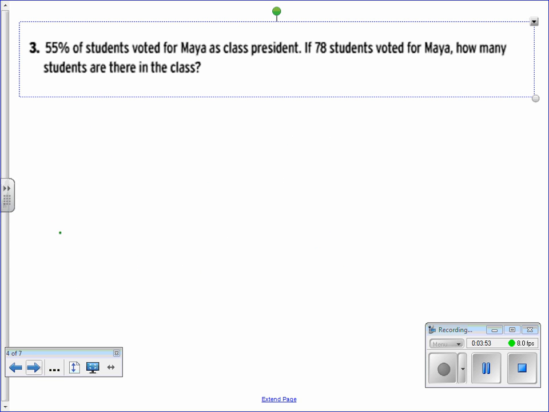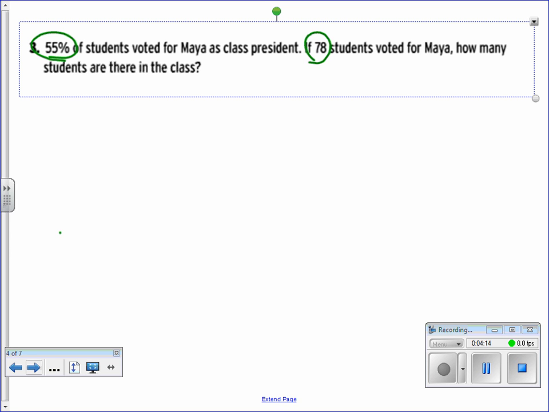55% of students voted for Maya as class president. If 78 students voted for Maya, how many students were there in the class? All right, hard question. Hard question because how do you set this one up? They're giving us two things. They're giving us 55% and 78 students, right?